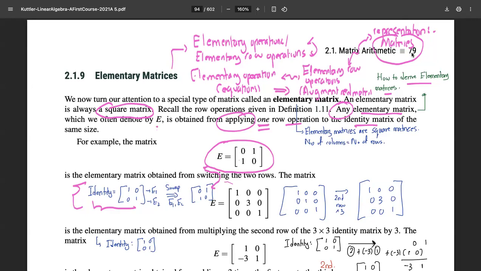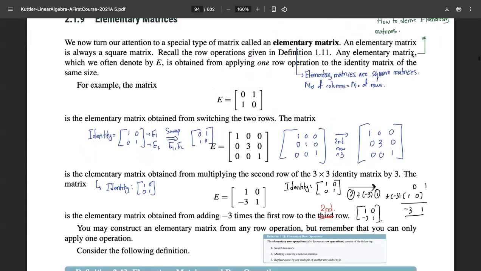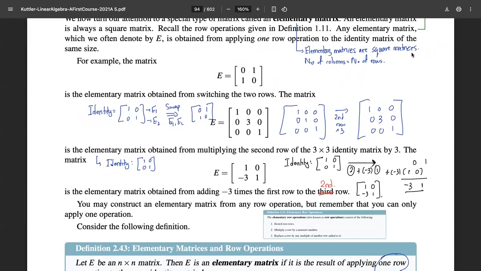Then the second example, the 3-dimensional case over here, shows you the multiplication operation where we can multiply any row by a non-zero constant. We start with the three-dimensional identity matrix. We multiply the second row by a constant 3, and we will get our matrix E over here. I guess the concept of elementary matrices is pretty elementary, pretty simple.